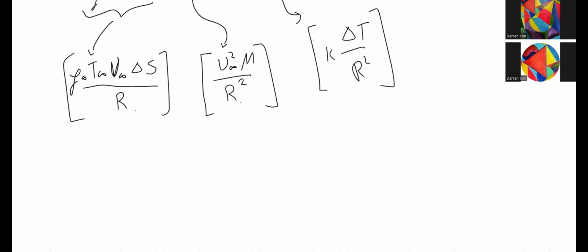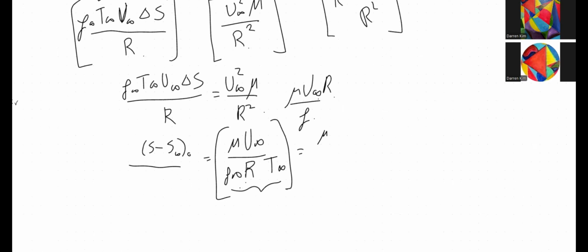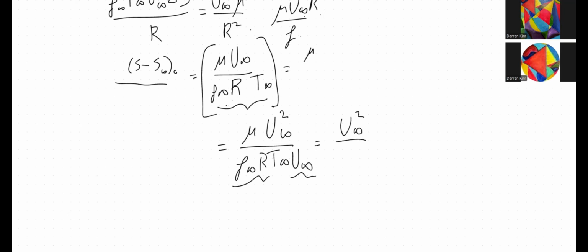Now we have density infinity, T infinity, U infinity, delta S divided by radius equal U infinity squared mu divided by r squared. There's no reason for me to think Reynolds number should be here. And then these three over here should give you Reynolds number, right? U infinity squared divided by temperature infinity RE. That does give me something.